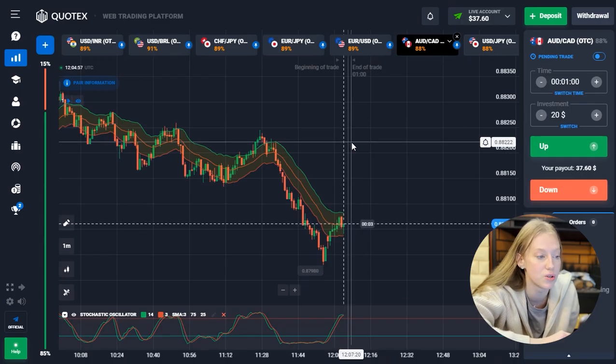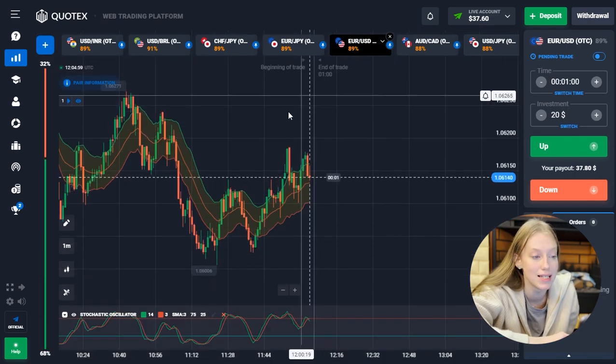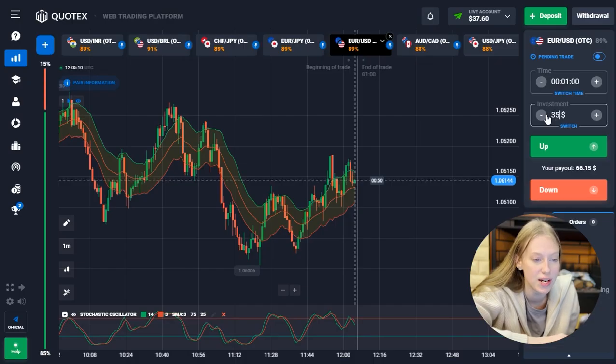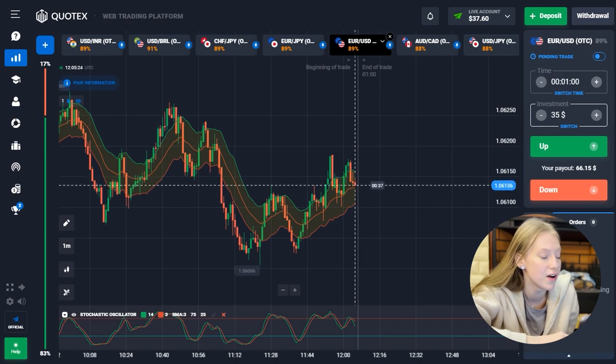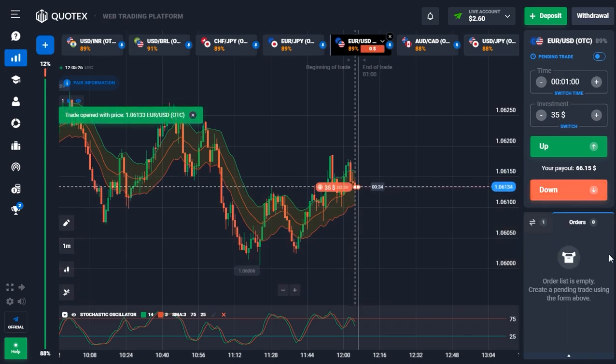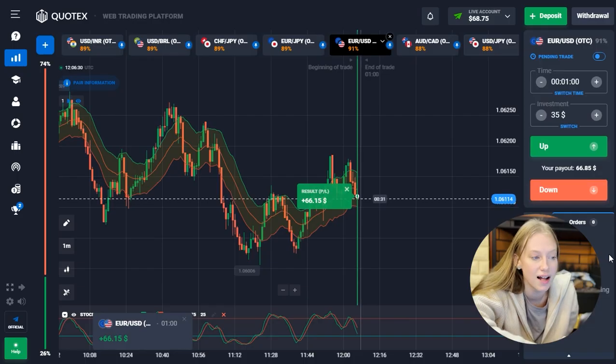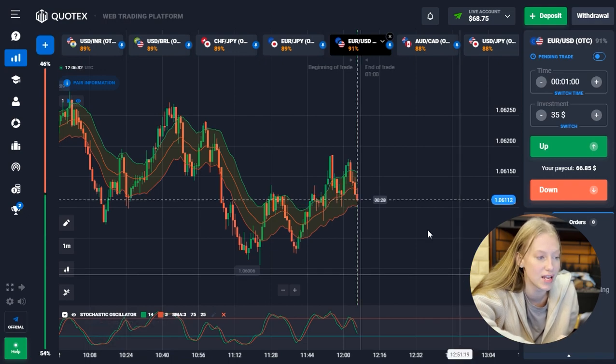Let's continue to trade and find a good moment to enter the trade. The price has a very good downside potential. The indicator also confirms our entry point. This is the intersection of the 75 mark. So let's open the trade down for 1 minute at $35. And one more profit for today. Good result.